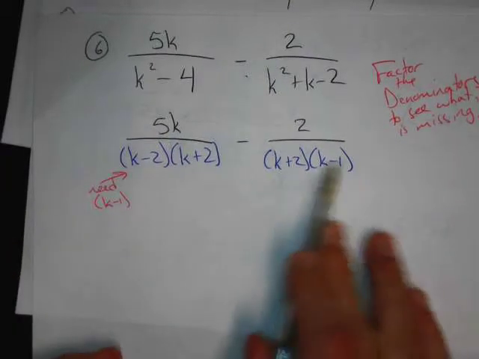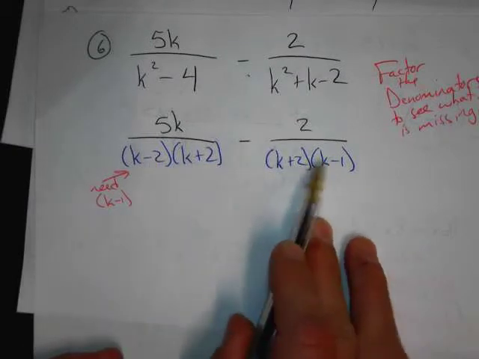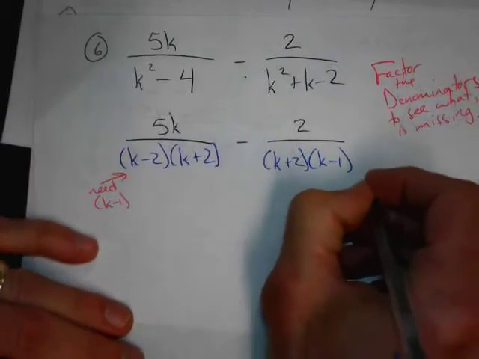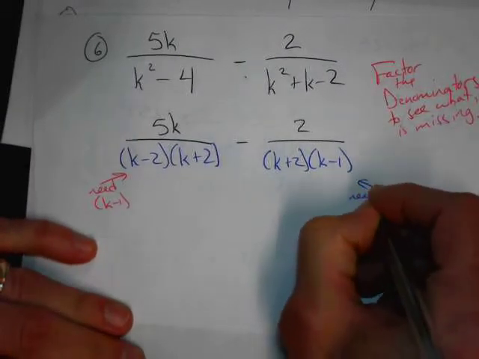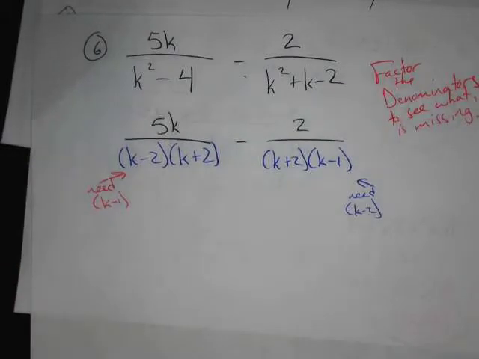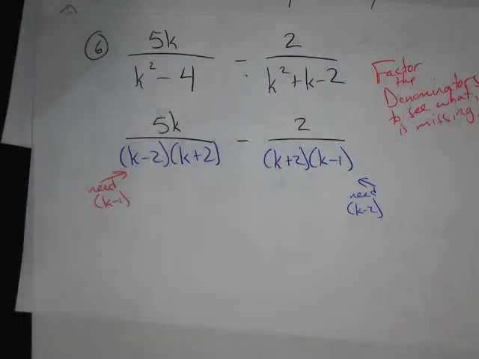What does this denominator have? And then what's it missing? This denominator has these two. It's missing k minus 2. So I can say, this one needs k minus 2. And then we would have the same denominators. We would have k minus 2, k plus 2, k minus 1. We would have the same denominator if we just recognize that.